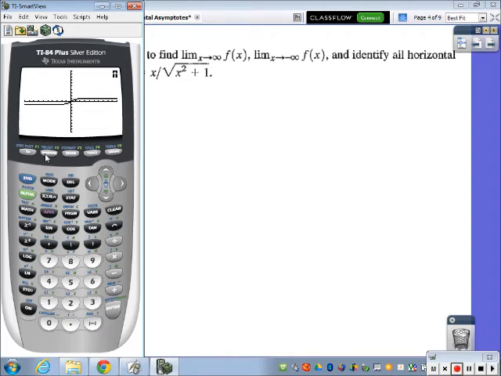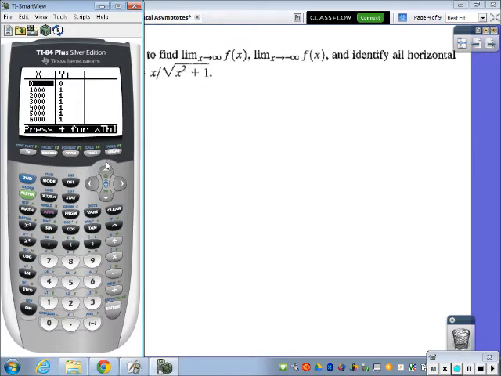So let's go to our table, and we want to start at, oh, I don't know, let's just start at 0. But this time we want to count by really large quantities because we're approaching infinity or negative infinity. So let's pick something really big. How about 1,000? Let's see what happens. Oh, change that back to auto, and then go to your table.